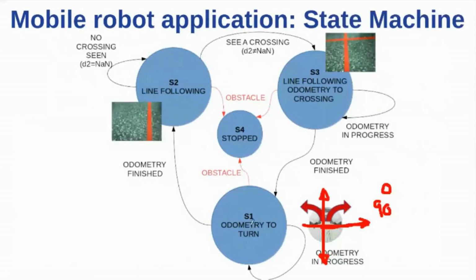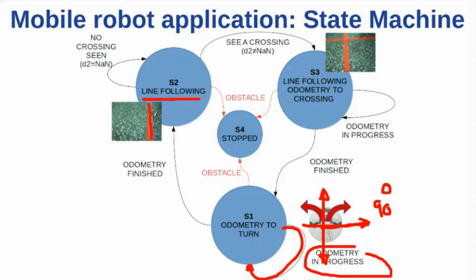Well, so how long will it take the odometry to turn? While the odometry is in process, the system is kept in state number one, right? Once the odometry has finished, once the robot has turned 90 degrees, 180, whatever, then it goes to state number two. That's the line following. It's the main state, right?